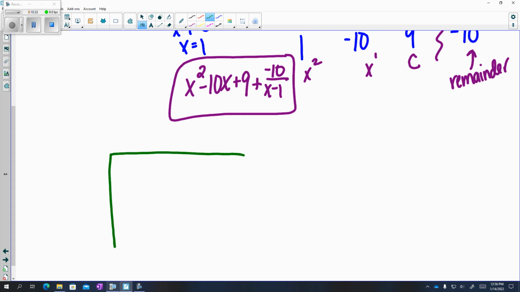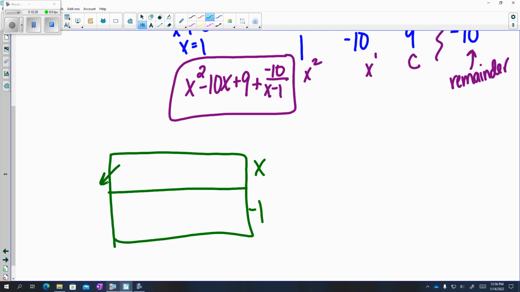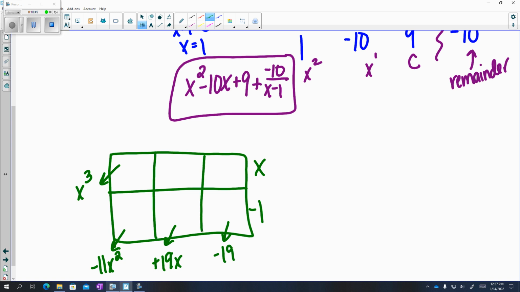If you're doing the tabular method, your divisor goes on the right-hand side. So I have x minus 1. My dividend, or what I'm dividing, goes around the diagonal. So x to the third minus 11x squared plus 19x minus 19. And then based on that, I'm going to draw in my columns. You're always going to start in the top left corner because that has to match. This has to be an x to the third. If you want to set up your scrapwork on the side, you can.